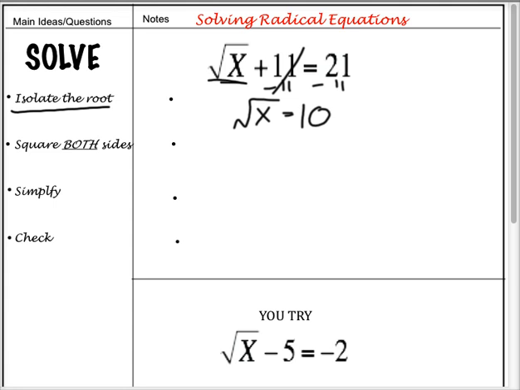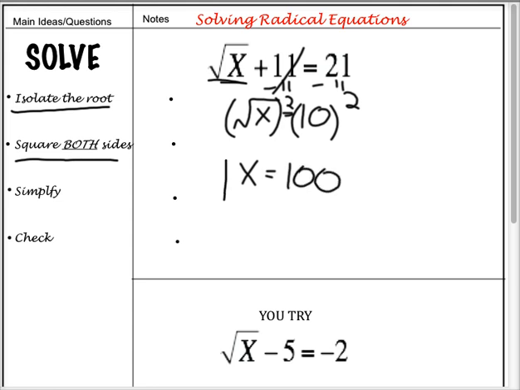So my first step is done. I've isolated my square root term. Next thing, it says to square both sides. All right, so squaring both sides, well, squaring and square roots, you already know, undo each other. So what that means is on this side, I just have my x, okay? And 10 squared is 100. And look at that, I've already got my answer.